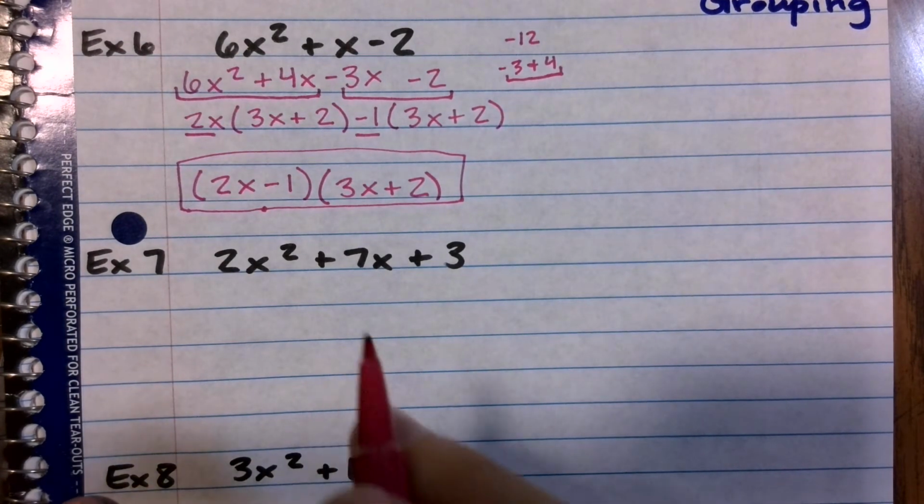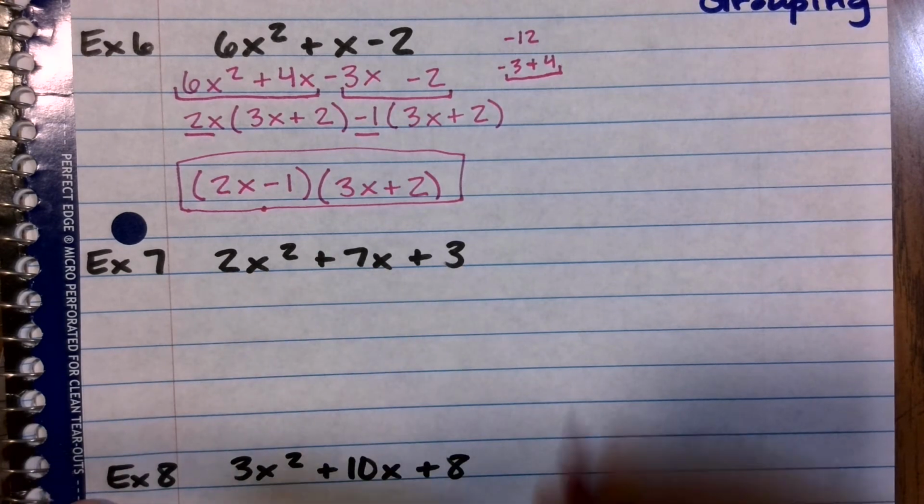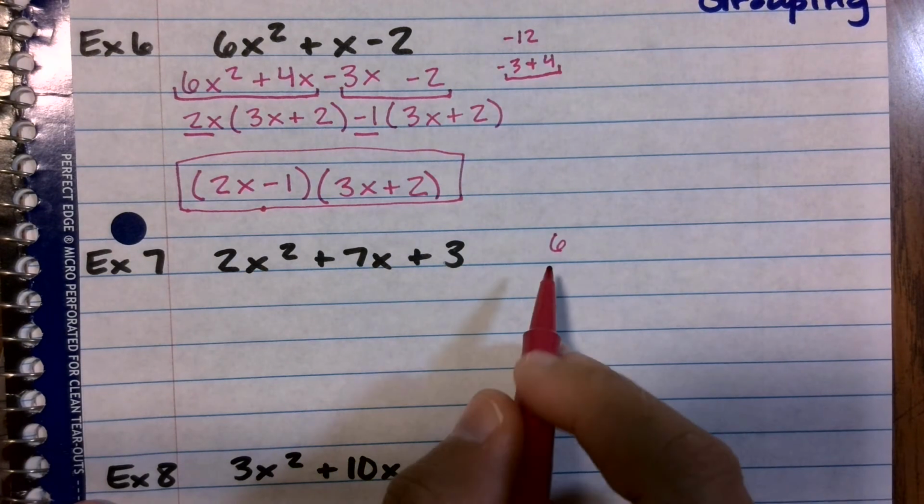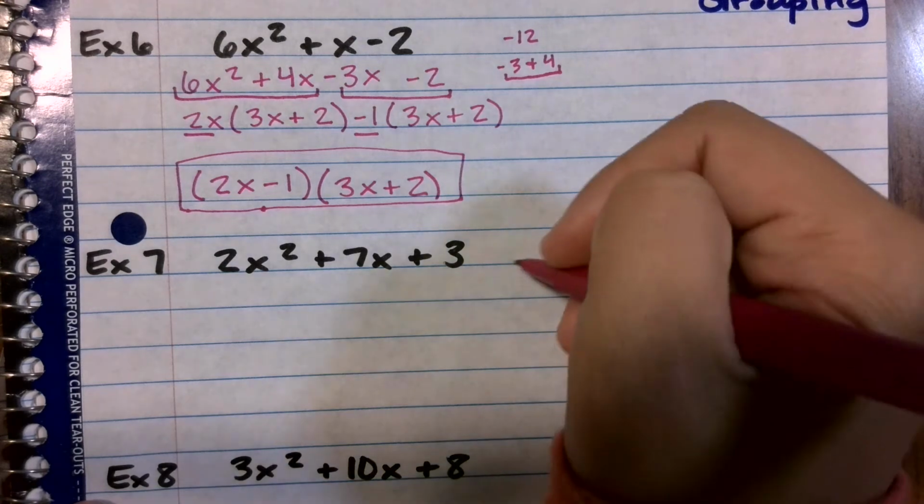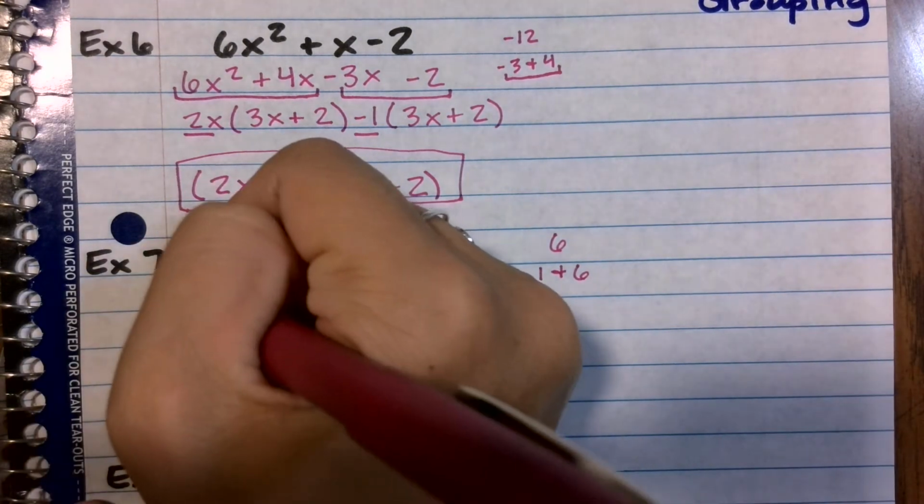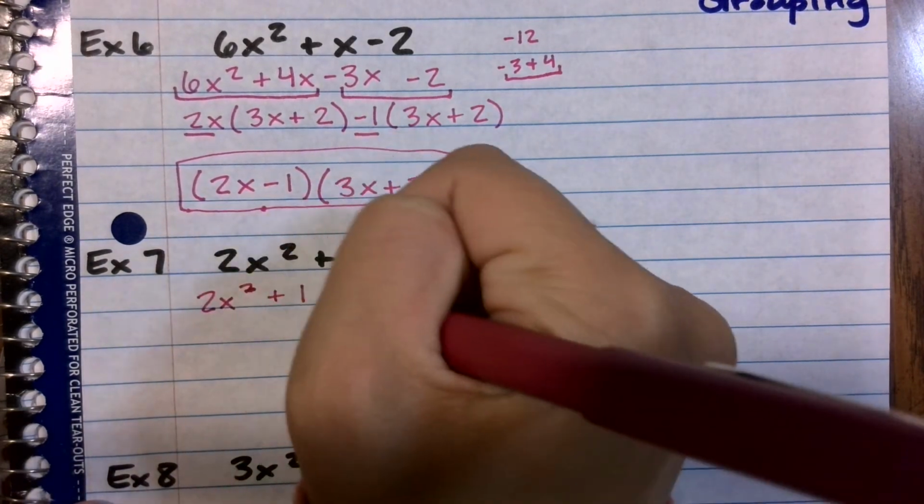So example 7, let's do this one together too. We're going to multiply that first and last, get a positive 6. I'm looking for two numbers that multiply to be 6 and add to be 7. So 1 and 6. Using that 1 and 6 to split the middle term.